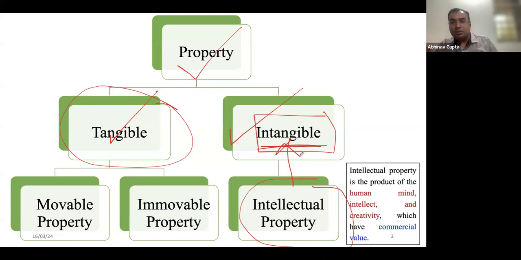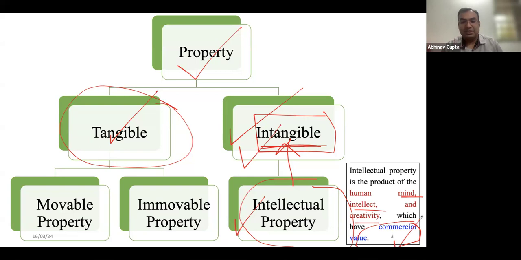When we talk about goodwill, goodwill is another intangible property. So goodwill is something you can't touch or feel, right? So in addition to intellectual property, another good example of intangible assets or intangible property would be goodwill. Now, in the last class, we did talk about what is intellectual property. So intellectual property is a product of the human mind, human intellect, and human creativity, which has commercial value.